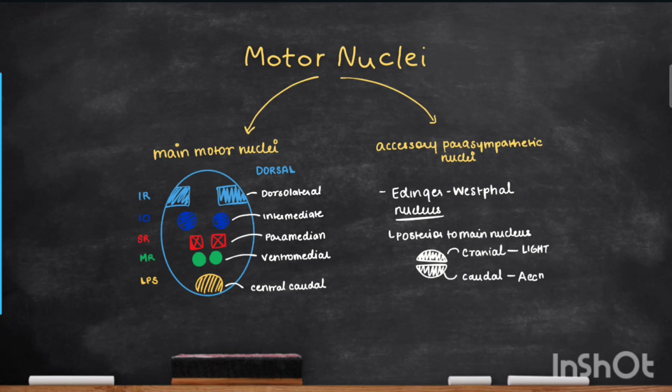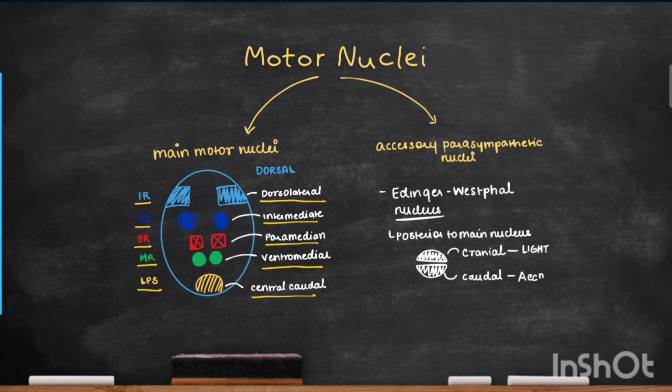Firstly, the first group would be the dorsolateral group, which supplies the inferior rectus. Then comes the intermediate group, which supplies the inferior oblique. Then the paramedian, which supplies the superior rectus. Then ventromedial, which supplies the medial rectus. And then there's central caudal, which supplies the levator palpebrae superioris.